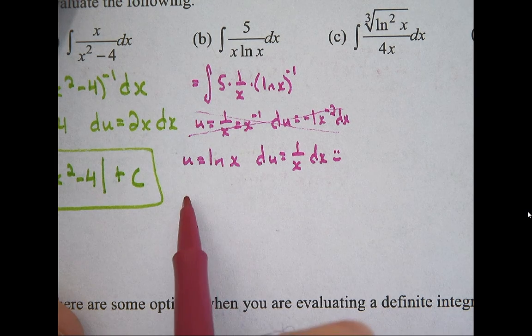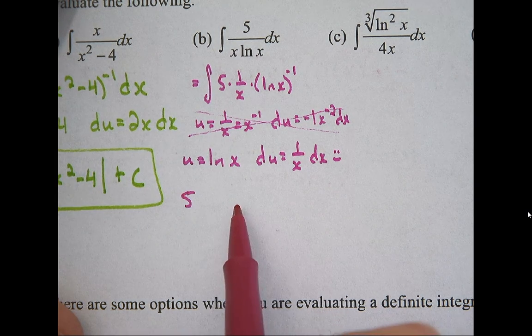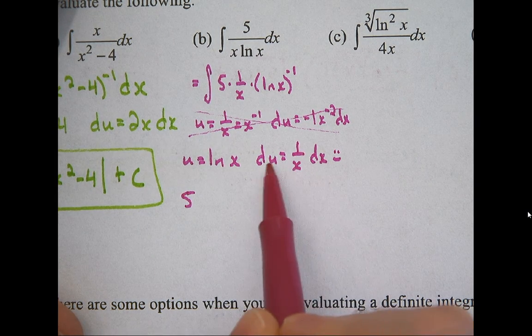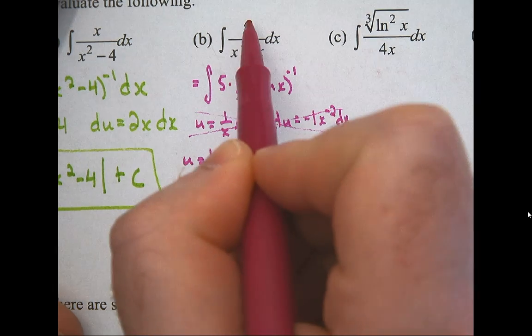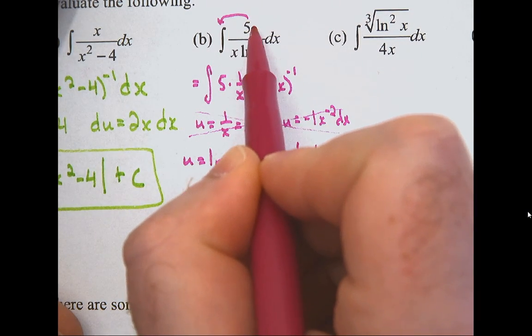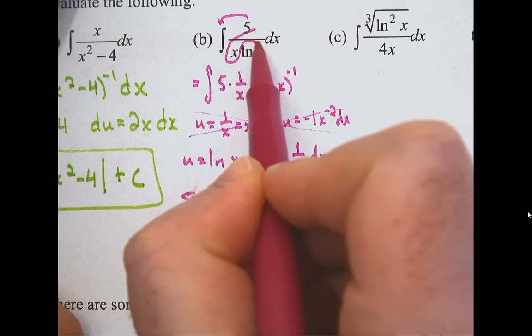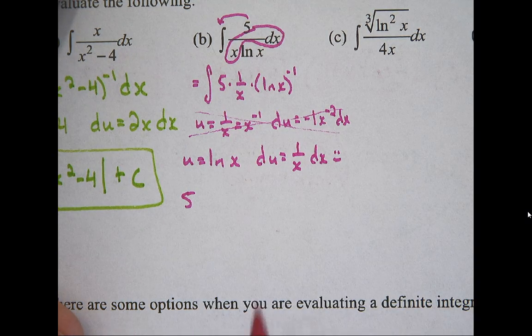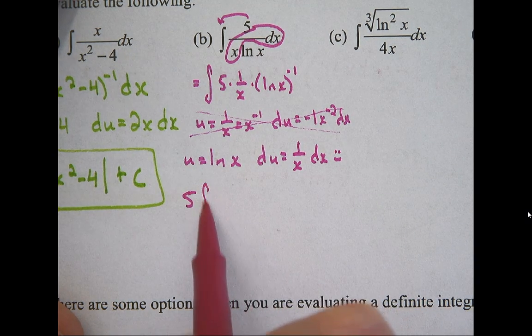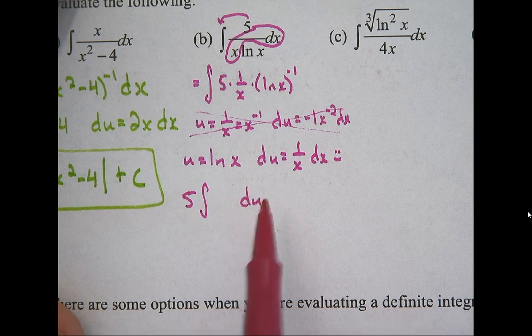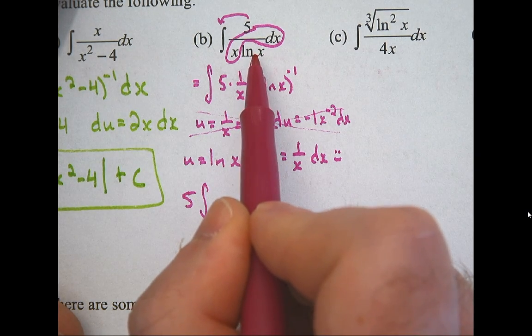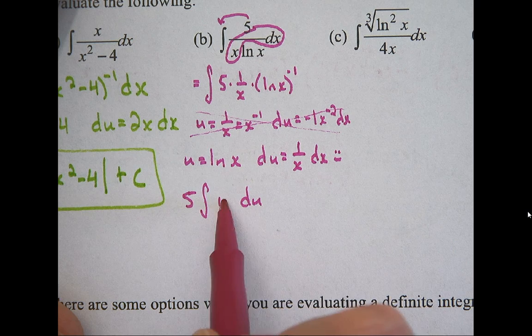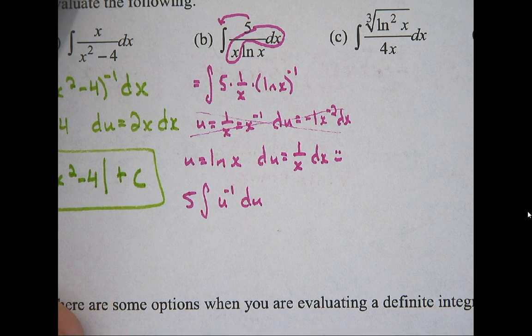So I take out the constant. What do I have? What's going to make my du? I've got a 1 over x, so my 5 is out front. My 1 over x and my dx come together to make my du. Natural log is u, but where's that u then on the bottom? So that becomes u to the negative 1.